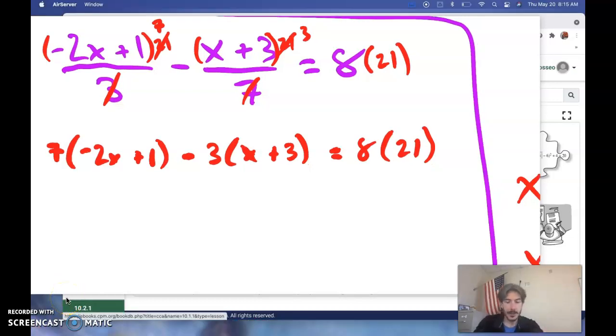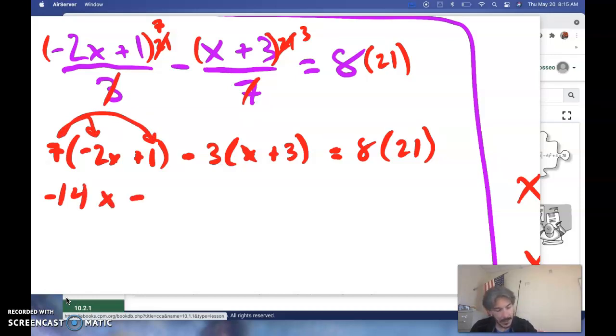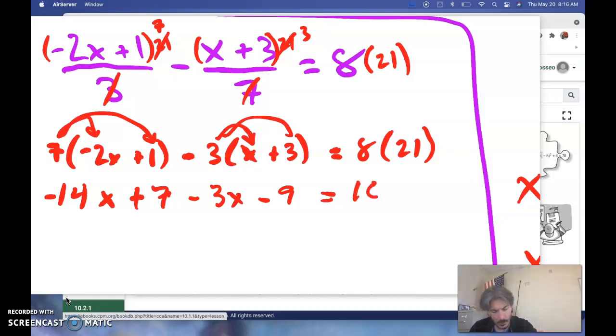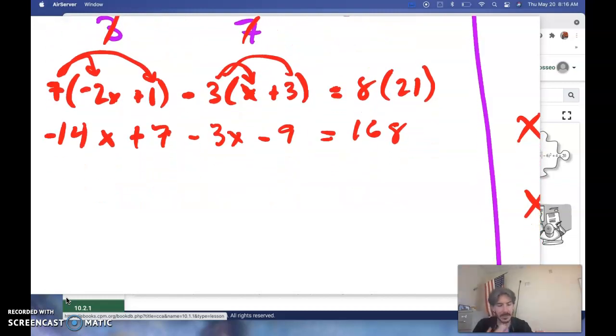And now it's time to distribute and combine some like terms, and you guys can recall the distributive property here. So this is going to be negative 14x plus 7. And then minus 3x, and then minus 3 times 3, which is 9, and that's equal to 8 times 21, which is, I believe, 168. Okay, now it's time to combine those like terms, and I have negative 17x, and when I combine the 7 and the negative 9, minus 2, and that's equal to 168.